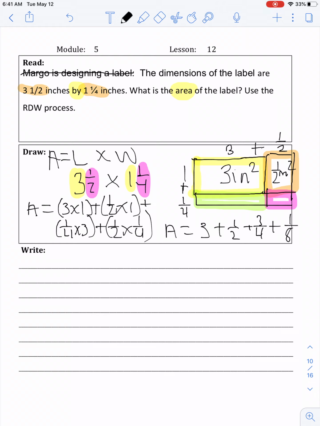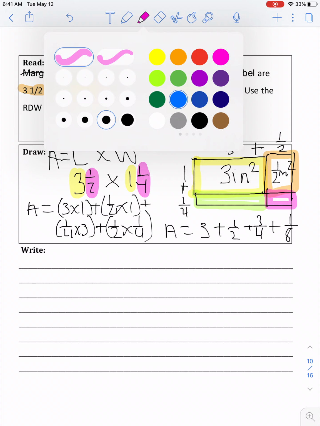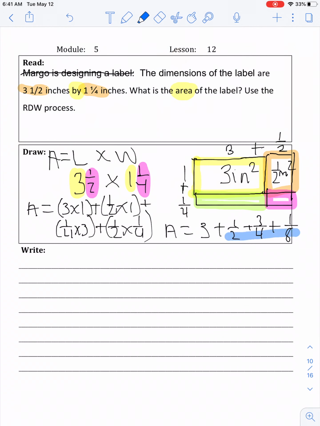So when adding fractions, remember that we have to have the same denominator. The same denominator. And these are not the same. So we need to make them the same, right? So now we have 3 plus, we're going to turn them all into 8s, since 2 and 4 both go into the number 8. 1/2 is the same as 4/8. 3/4 is the same as 6/8. And then 1/8.